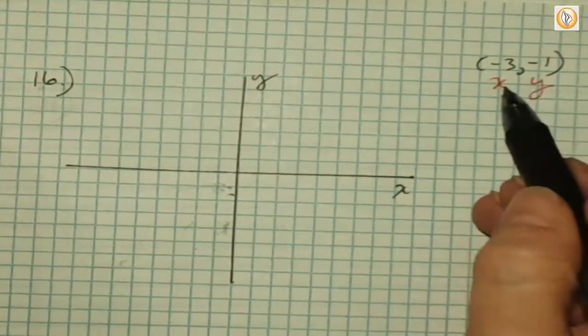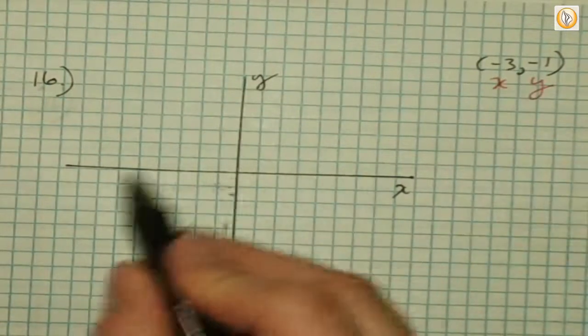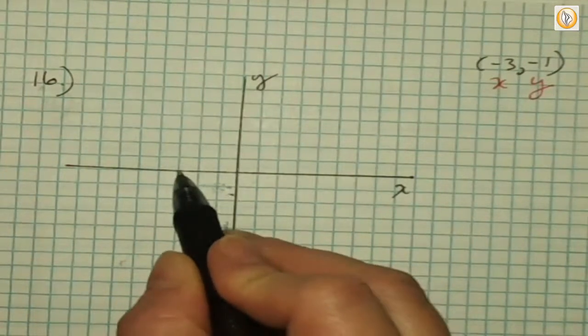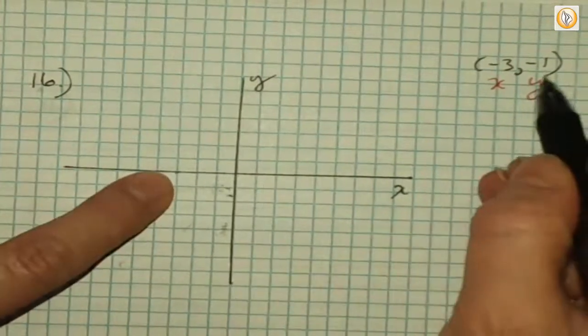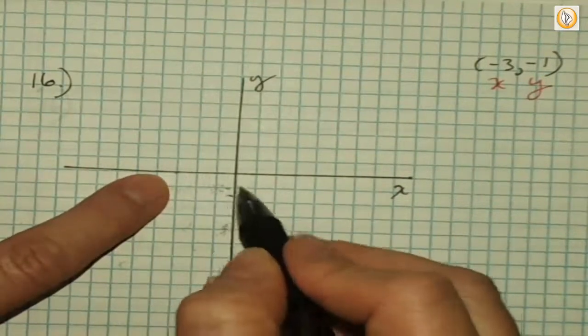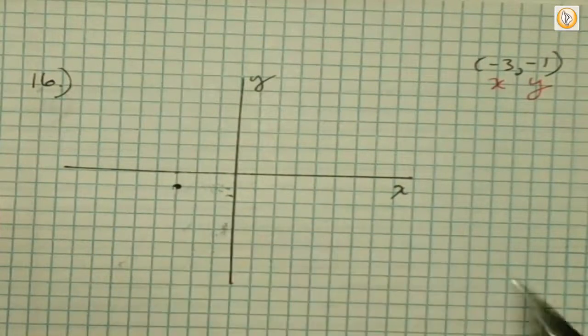So X is -3. This is my negative side. So I'm going to go to -3, 1, 2, and 3. And then Y is -1. Down here is negative numbers. So this is -1. So right here is the dot for 16. You don't need to do anything. You don't even need to label it.